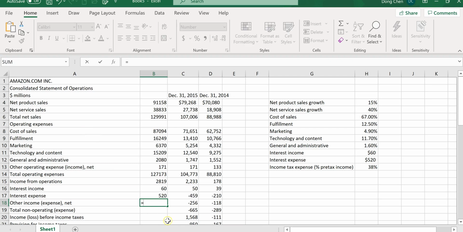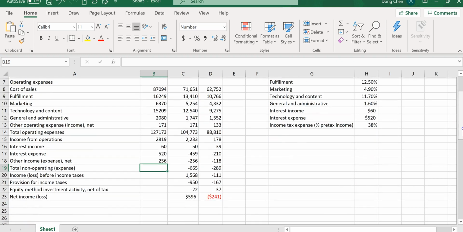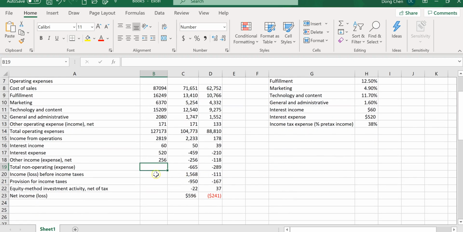So this is still the same level as this level, but this is negative, so I want to use a positive number here, following the rounding requirement. So total non-operating expense, this is the expense, so I need to separate the items here into expense and income. The only income here is the interest income, but expense here we have two.